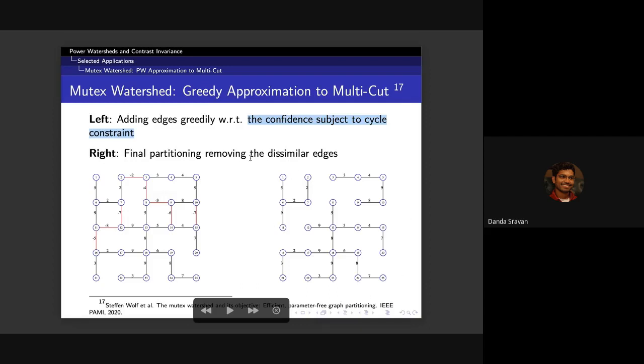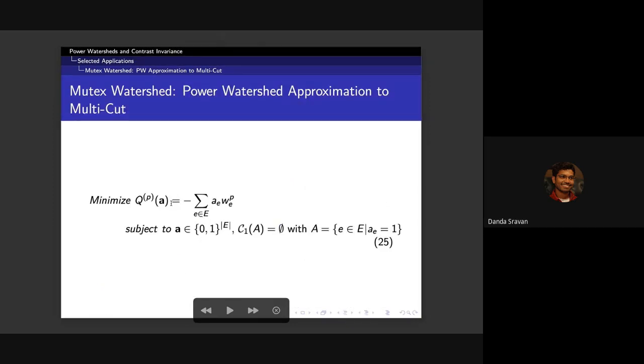This particular algorithm turned out to be very good, in the sense that it gave state-of-the-art results on a popular image database. So we figured out why this greedy approximation is giving really good results. It turned out that this particular greedy solution is in fact the power watershed limit, meaning it's the limit of the minimizers if I pose this question as a sequence of minimization problems. So what I do is, again, the same thing.